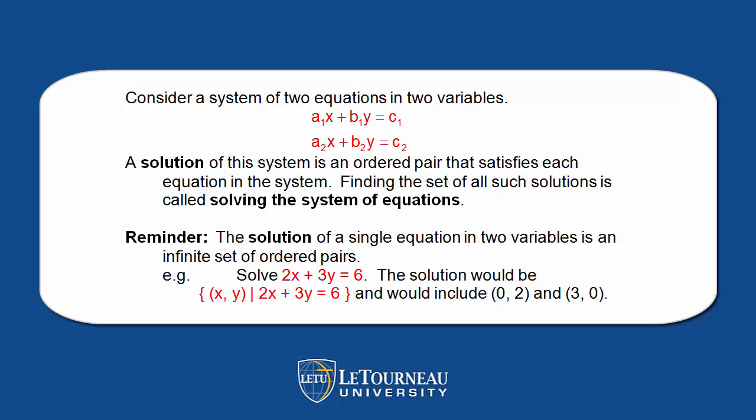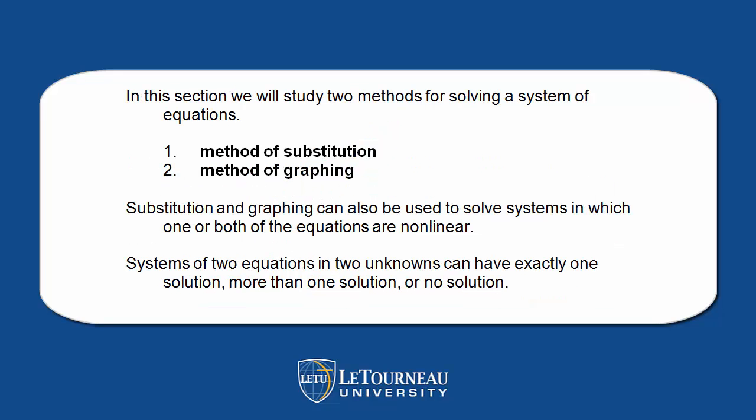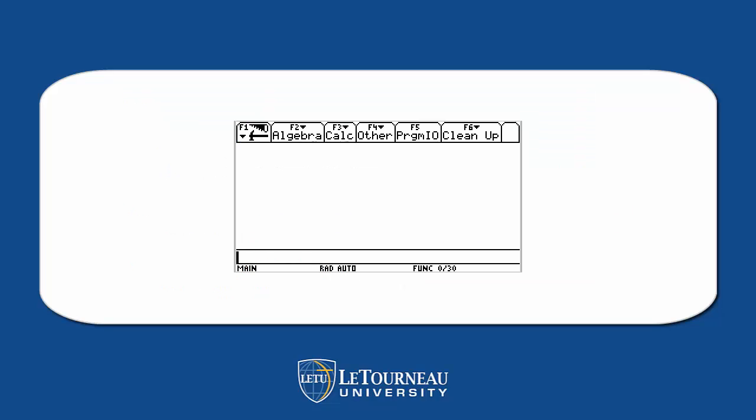Now hopefully that looks familiar to you. Let's recall something. The solution of a single equation in two variables is an infinite set of ordered pairs. However, quite often we would like to have only a single solution rather than an infinite number. In this section, we're going to study two methods for solving a system of equations. One is the method of substitution, the other is the method of graphing. Substitution is very good. Graphing is only as good as you can graph. Calculators, though, have made that much easier.